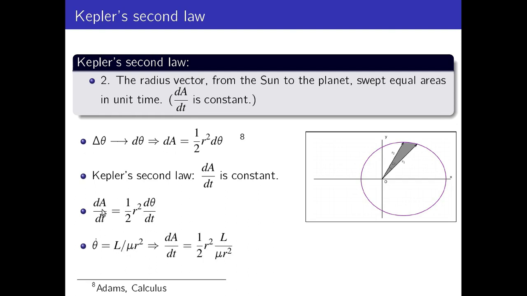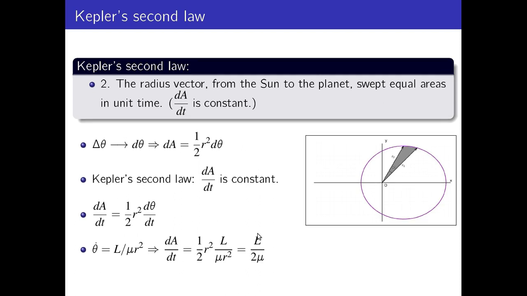Then we can write dA over dt as 1 over 2 r squared times L over mu r squared. The r squares cancel each other and what remains is L over 2 mu. We know that L is constant since the angular momentum is conserved, and mu is also constant. Then dA over dt is equal to a constant. This shows that for elliptic orbits, Kepler's second law holds.